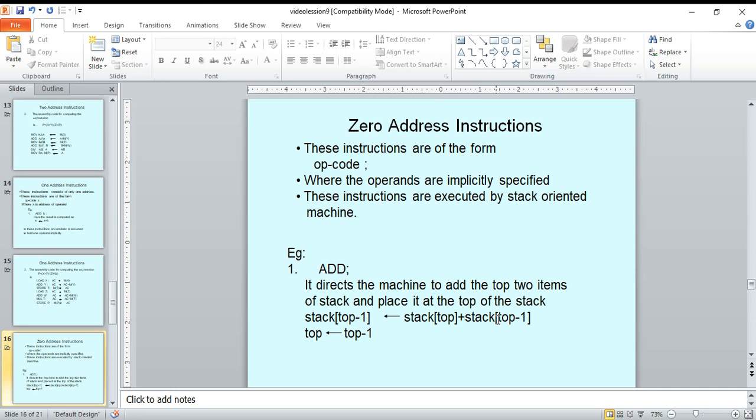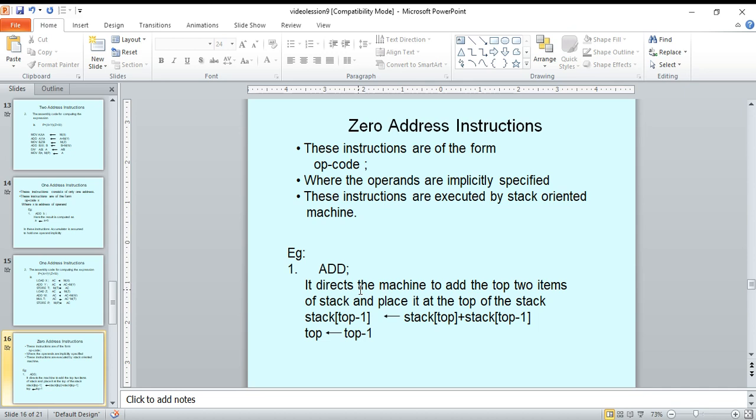These instructions are executed by stack oriented machines. So in stack oriented machines we can use this type of instruction format. See this example: one instruction, ADD. Only the opcode is there. So if the machine follows the zero address instruction format, it automatically uses the stack.